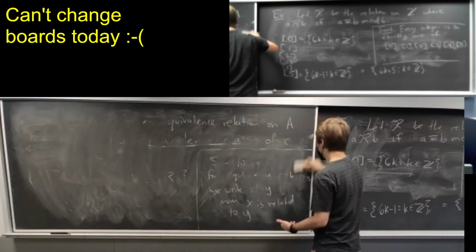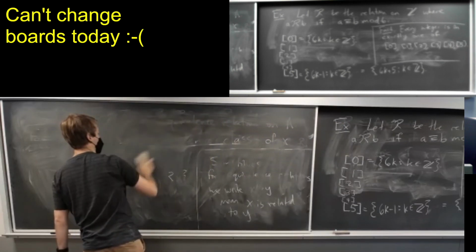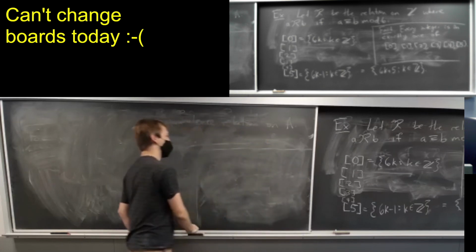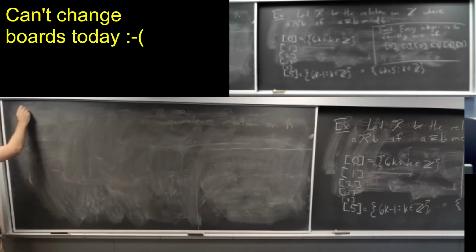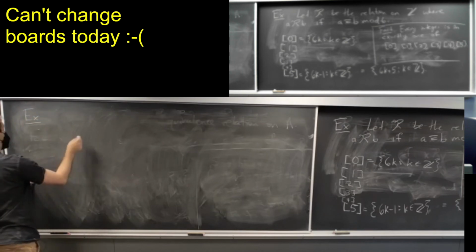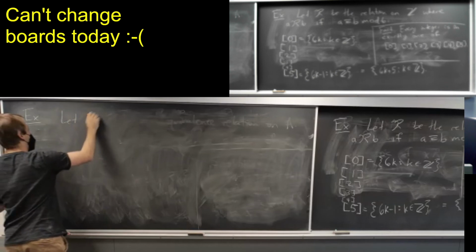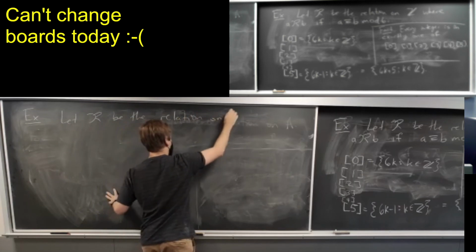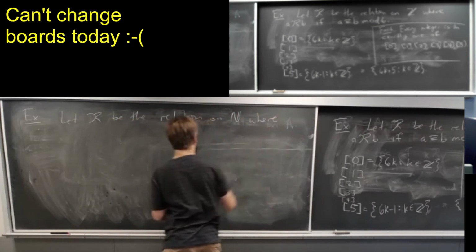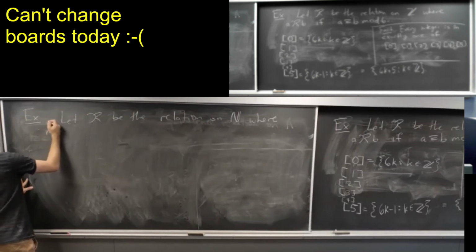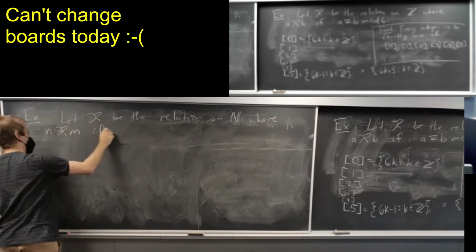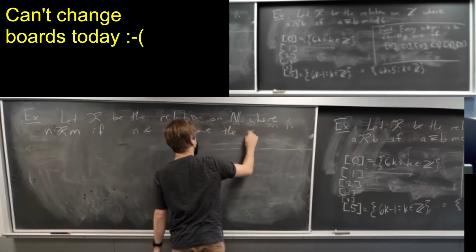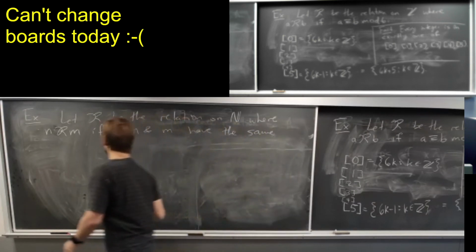But let's get a bit more intuition. Let's look at another example, and then maybe I'll give you some definitions which will be repeated in the video. So here's another example. Let R be the relation on the naturals where n is related to m if n and m have the same number of digits in their base 2 representation.